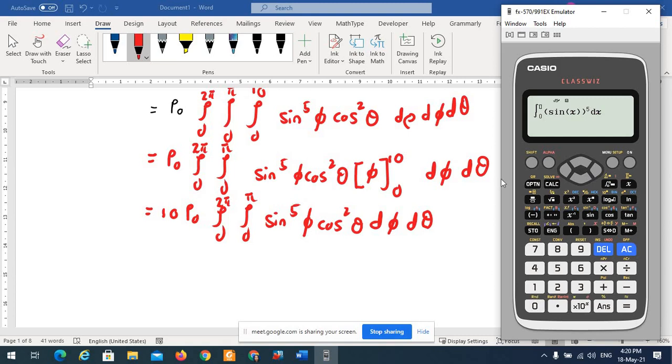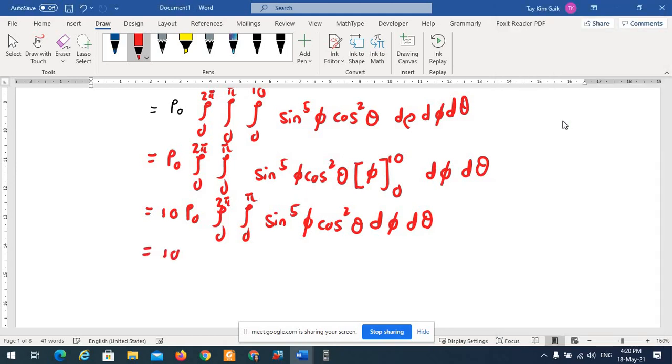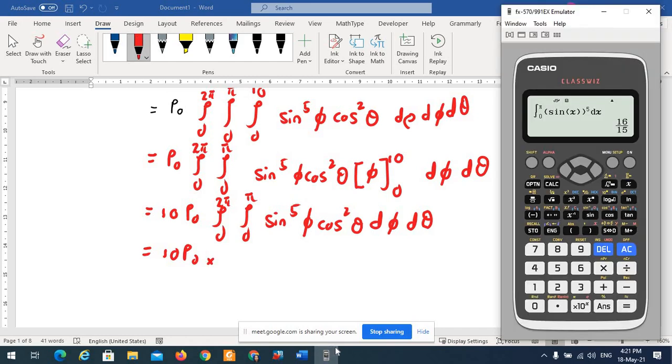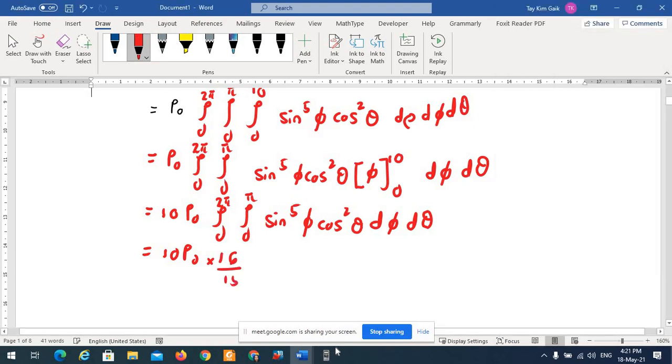From 0 to pi. Now this one is constant, so that's why we just integrate sin^5 phi d phi. Of course, in the calculator you have to put x to the power 5. You get the answer, 16 over 15. This one, the answer is 16 over 15.